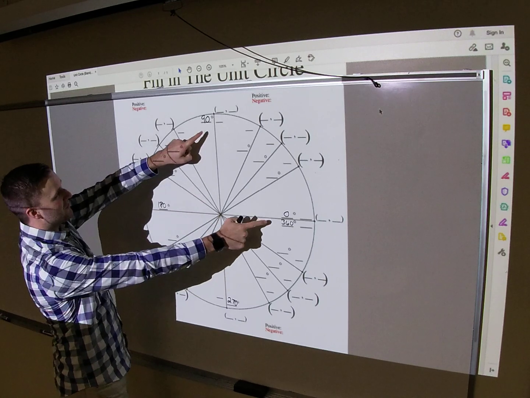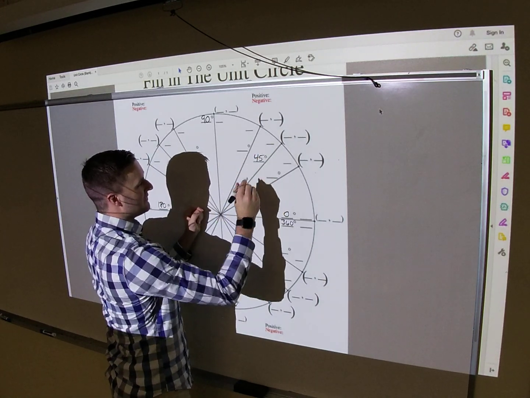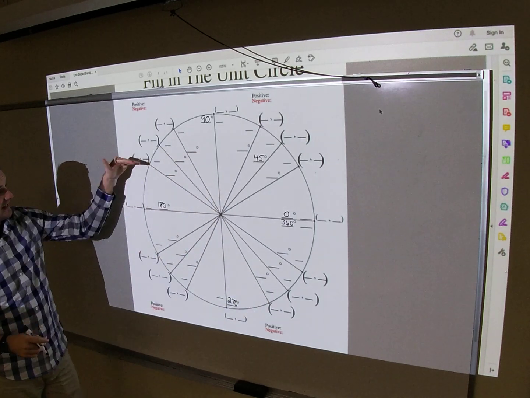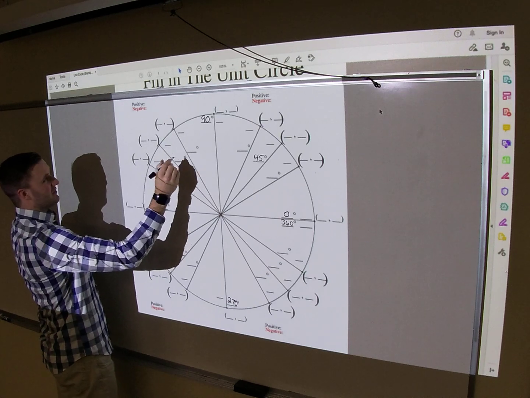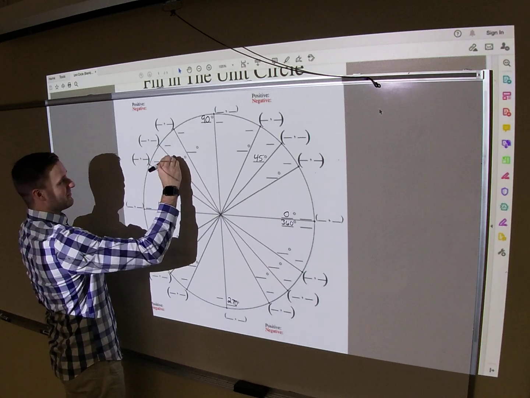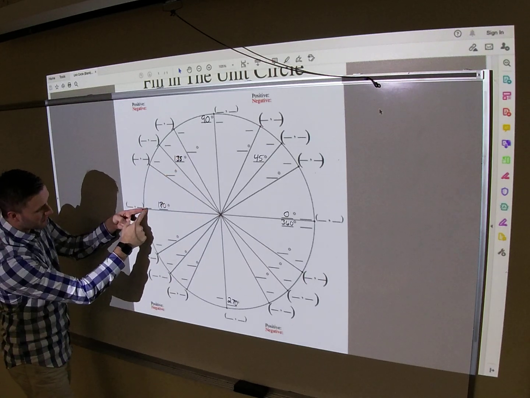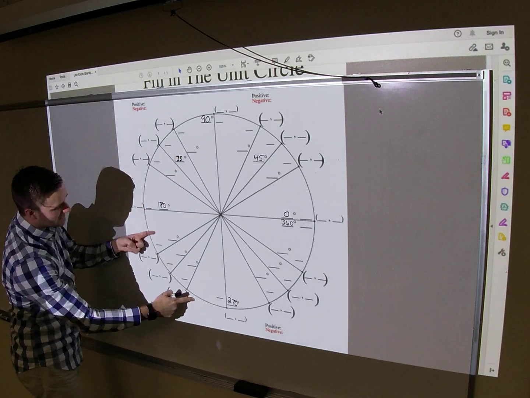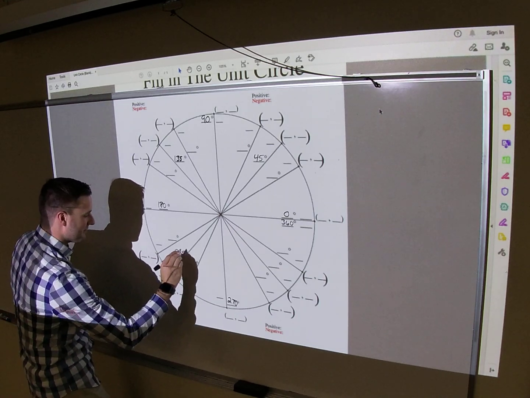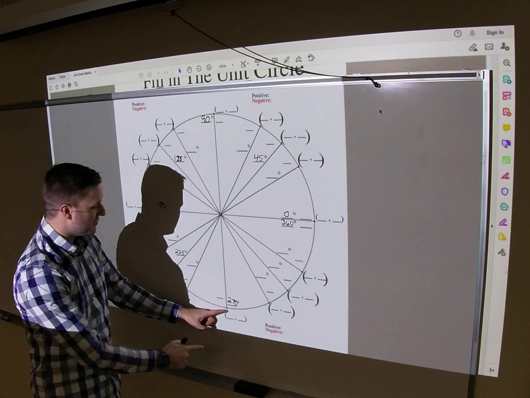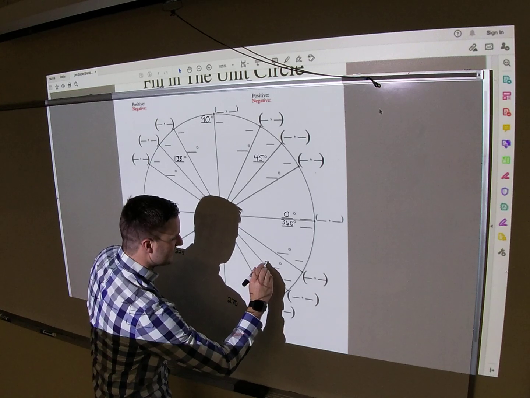Now, what about halfway between 0 and 90? This halfway point is going to be 45 degrees. Halfway between 90 and 180 is going to be 135 degrees. And then halfway between 180 and 270 is going to be 225 degrees. And then halfway between 270 and 360 is going to be 315 degrees.